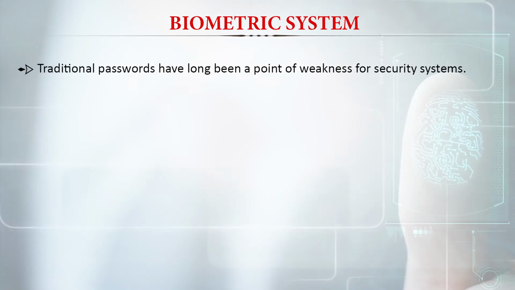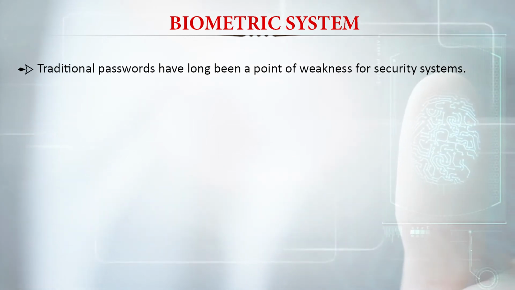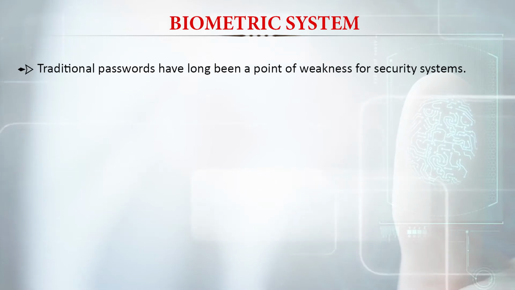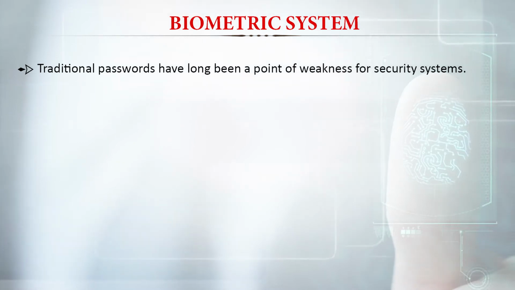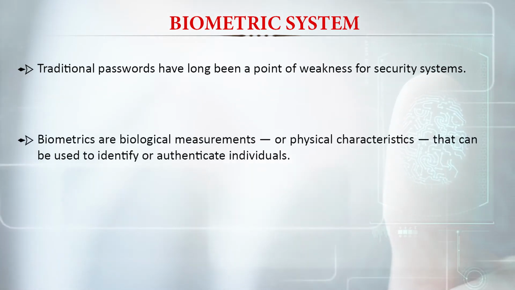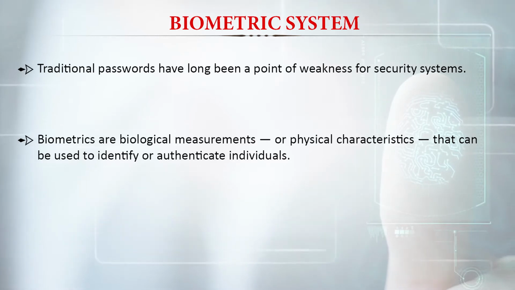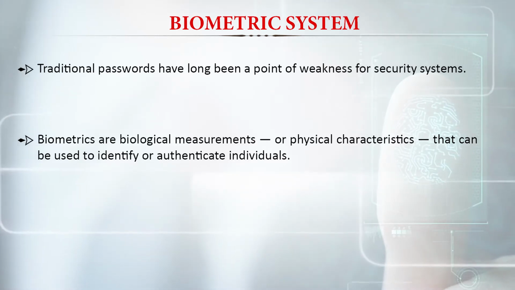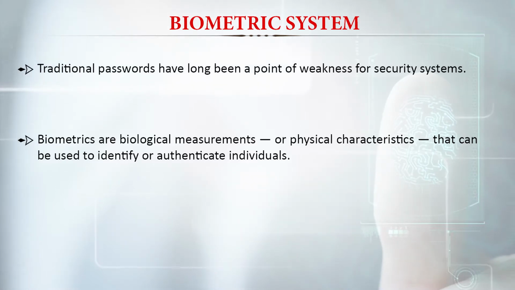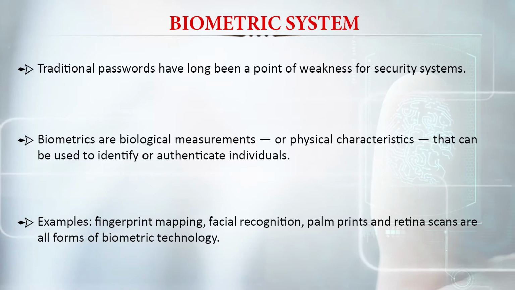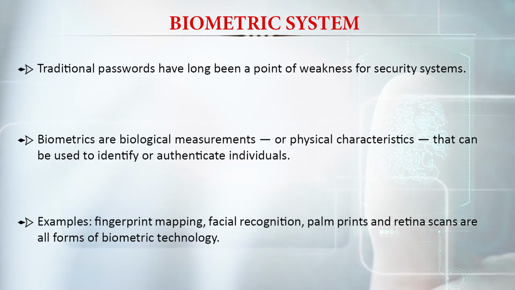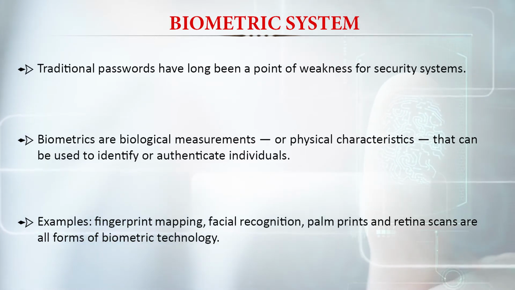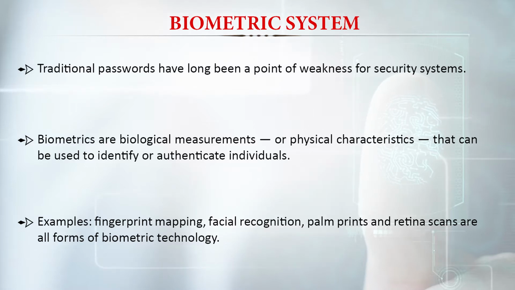Then we have a biometric system. Traditional passwords have long been a point of weakness for security systems. I'm trying to explain why we require a biometric system. Traditionally, we have been using passwords, which are a weak link in the security mechanism. Biometrics are biological measurements or physical characteristics that can be used to identify or authenticate individuals. Examples: fingerprint mapping, facial recognition, palm prints, and retina scans are all forms of biometric technology which can be used for authentication of legitimate users in the system.